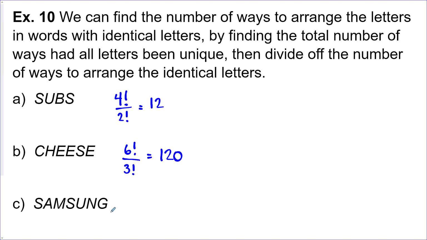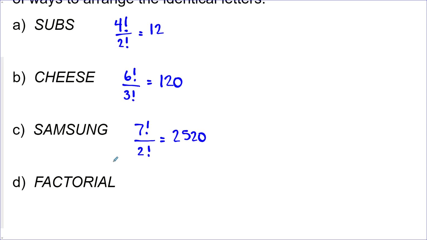Next is Samsung. Samsung has 7 letters, and it's got 2 S's. So we want to divide by 2 factorial. So this is 2,520. And last one on this page, factorial.